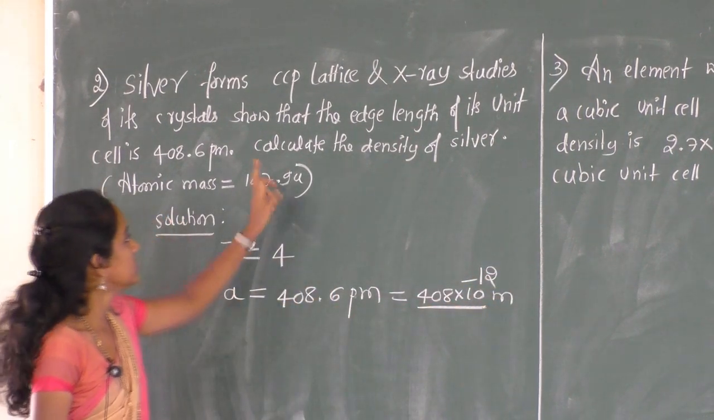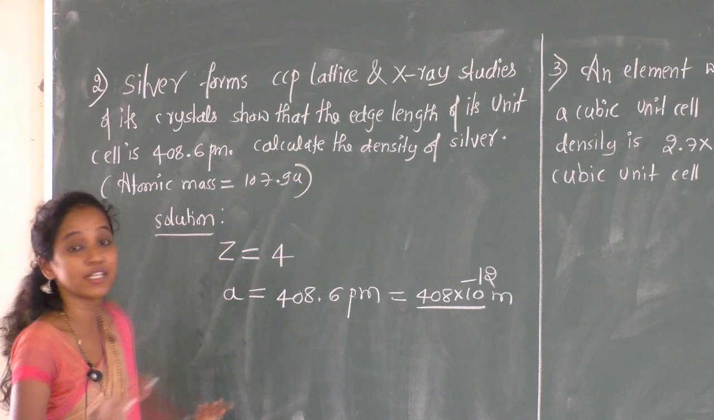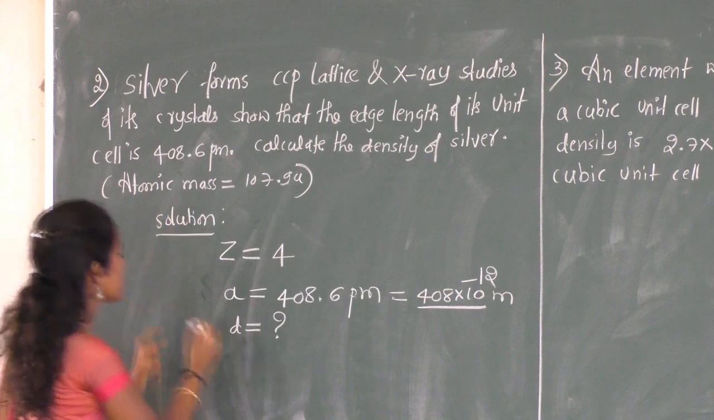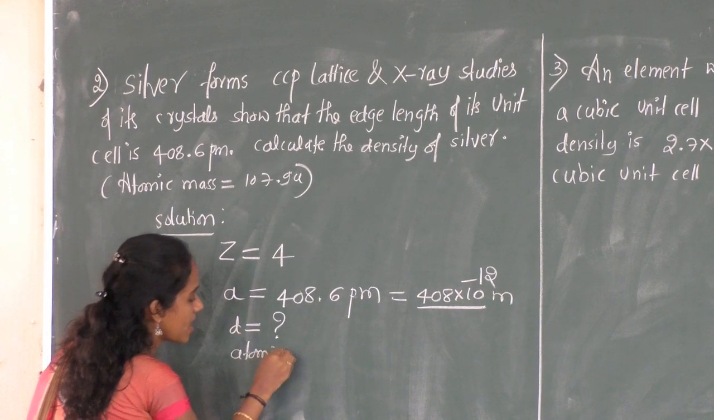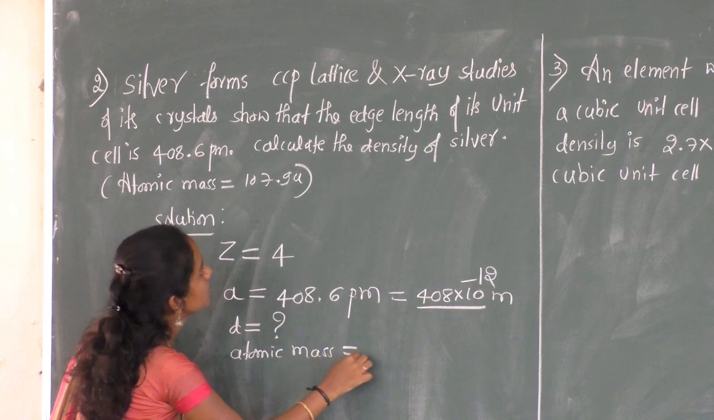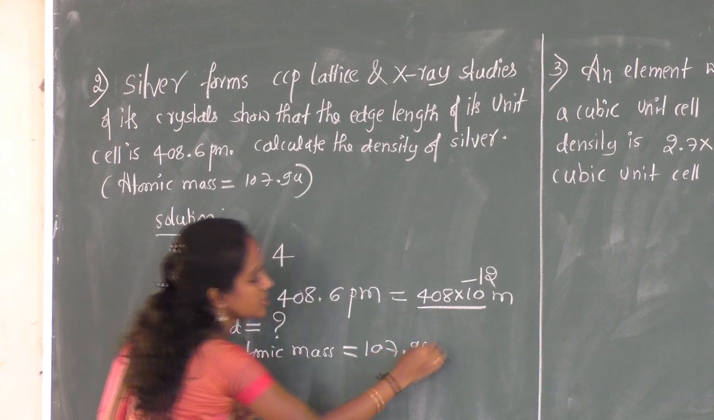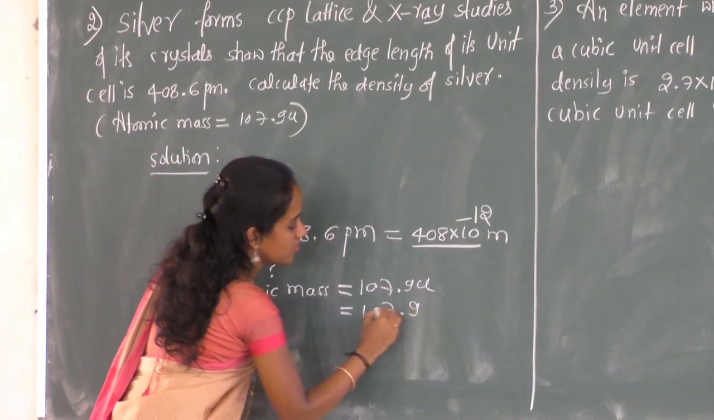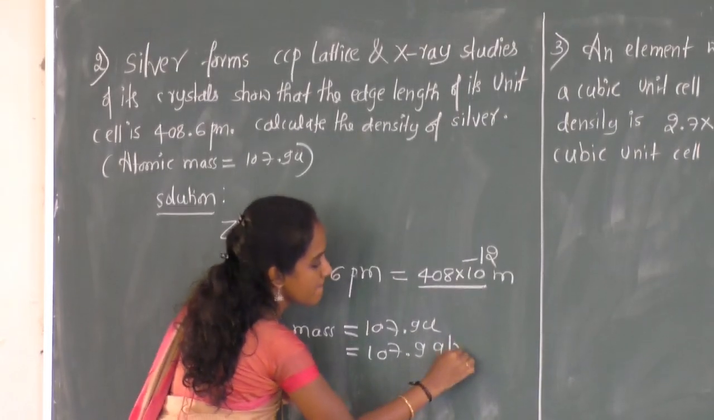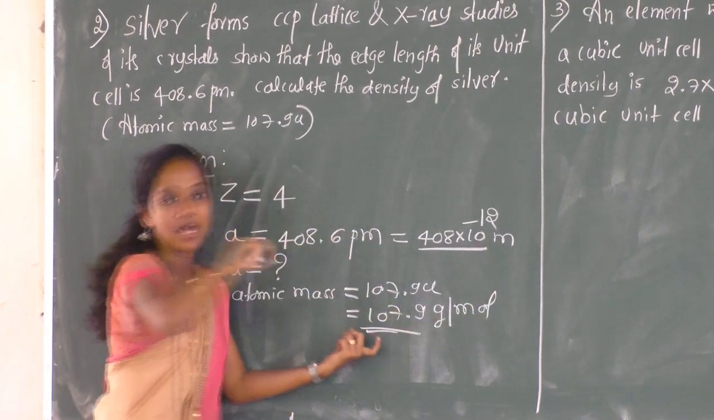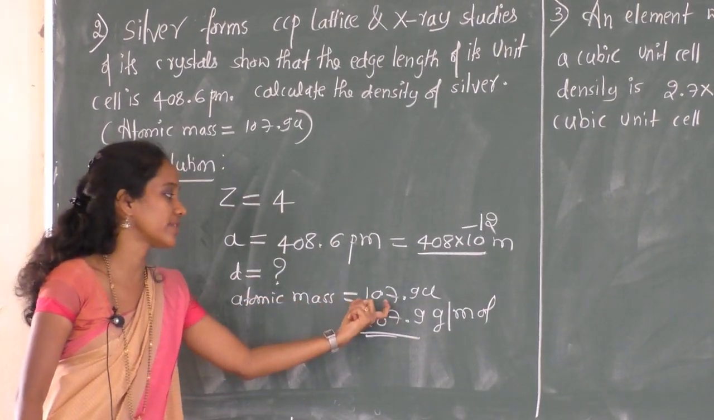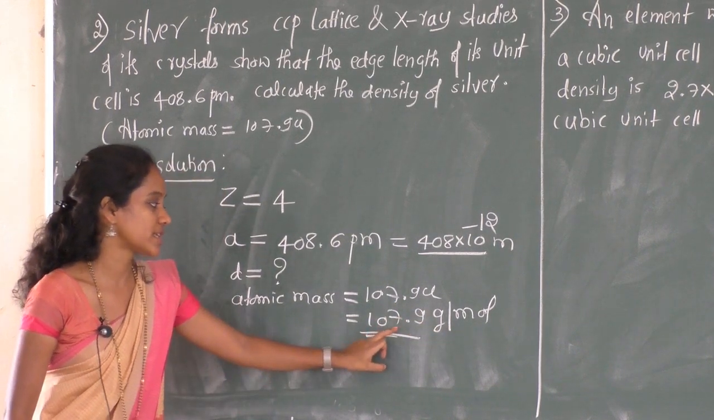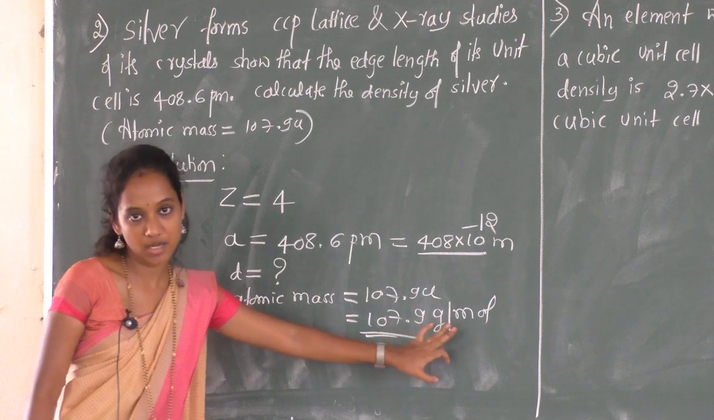Then you need to calculate the density. So the symbol used here is small letter d, and atomic mass is also given. So atomic mass is equal to 107.9 u, or it is nothing but 107.9 gram per mole. That is the molar mass. So atomic mass is 107.9 unified mass. In terms of molar mass, you can write like this, 107.9 gram per mole.